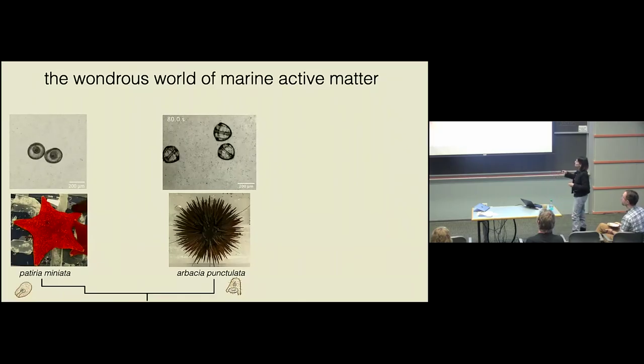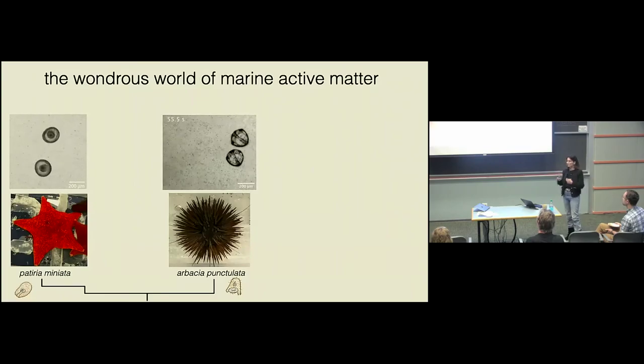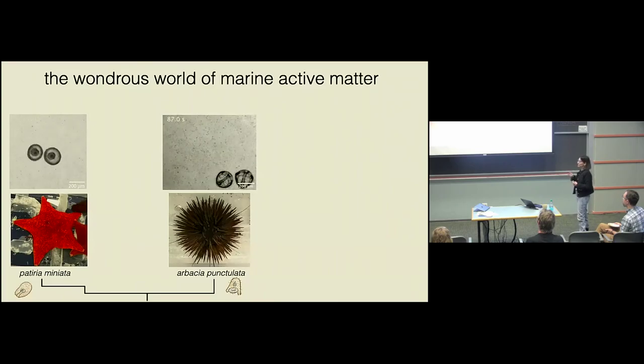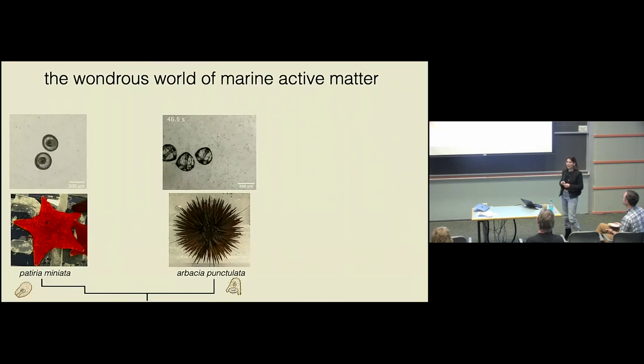So these are the embryos of starfish. You can see, looking from the top, that they attract each other and they rotate with respect to each other. This is our new favorite model system, the sea urchin. Here you can see that they're chiral swimmers. They come together, and they also have this alignment interaction.